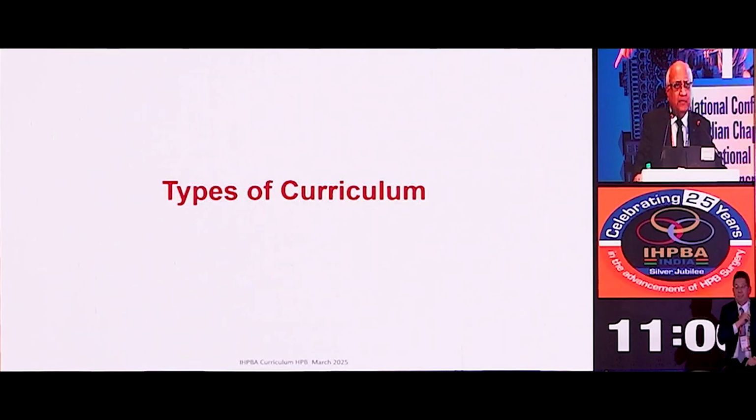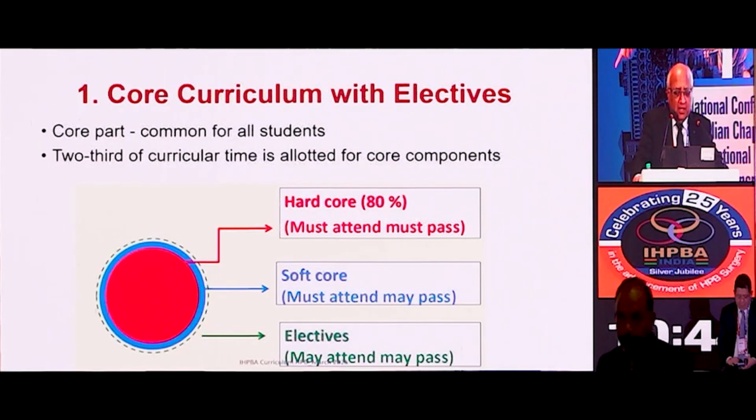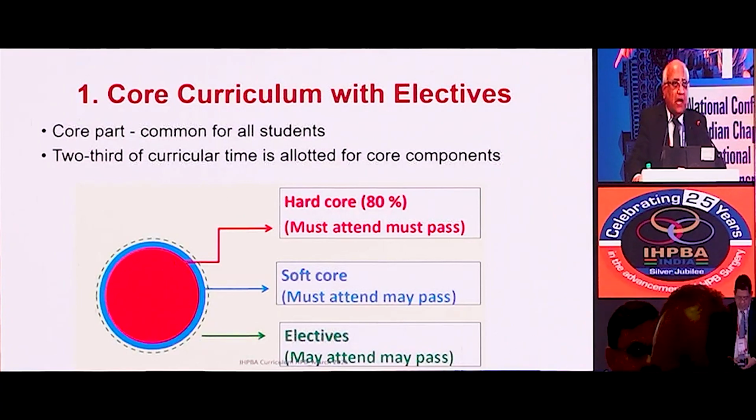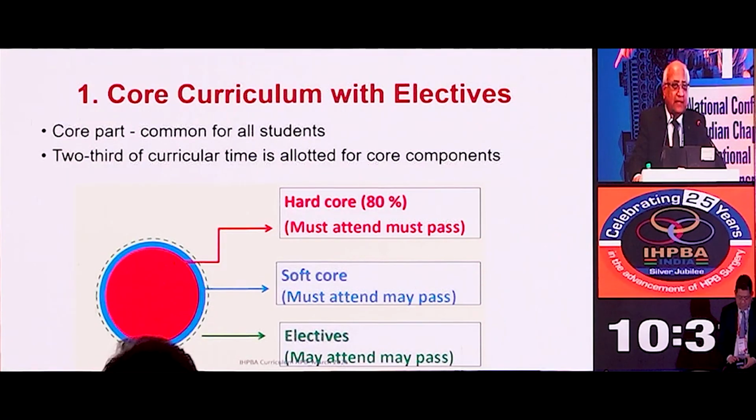So what are the types of curriculum? When it comes to the core curriculum with electives, most of the courses will have 80% of hardcore curriculum. Now what we mean by hardcore curriculum, a person who has to successfully do the course must attend and pass 80% of this hardcore curriculum. Soft core is the outer core, must attend and may pass. And lastly, electives may attend and may pass.